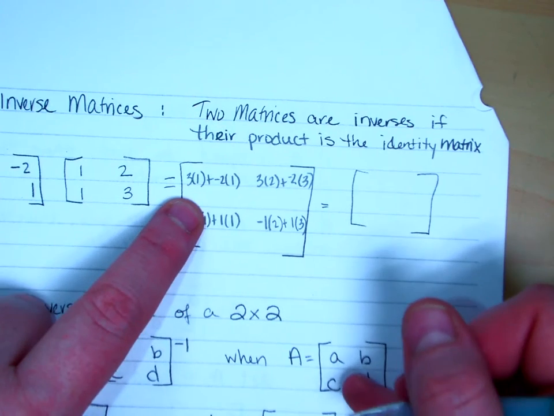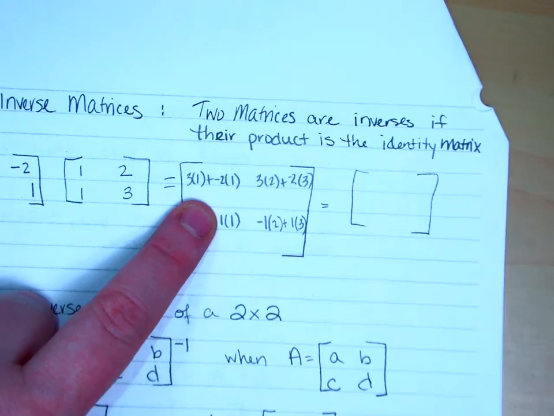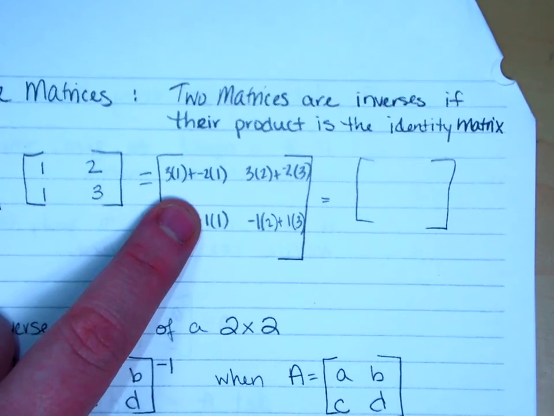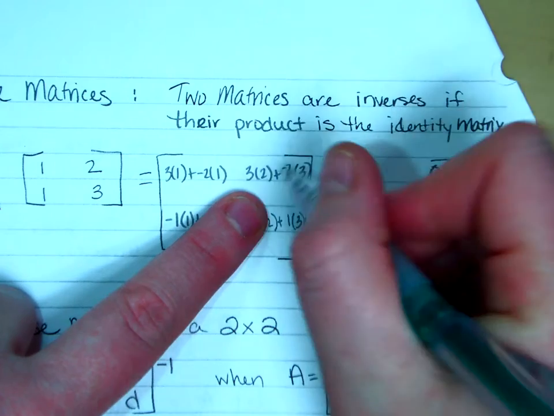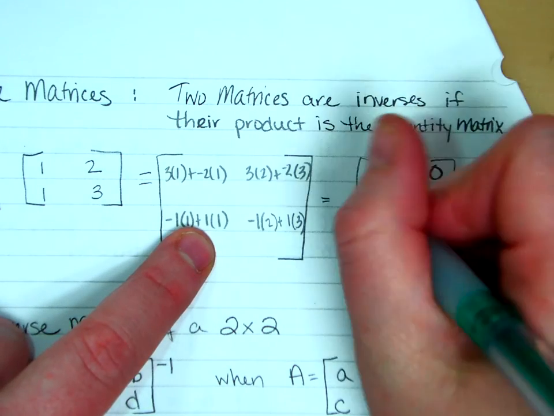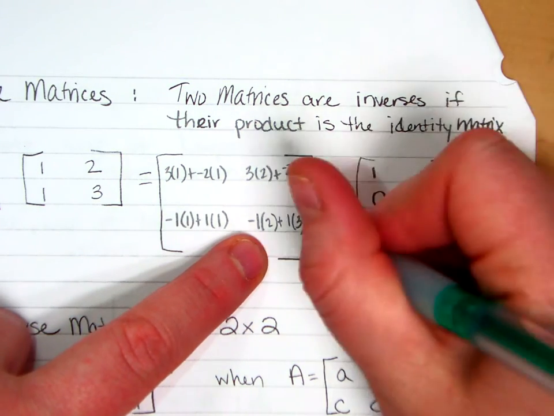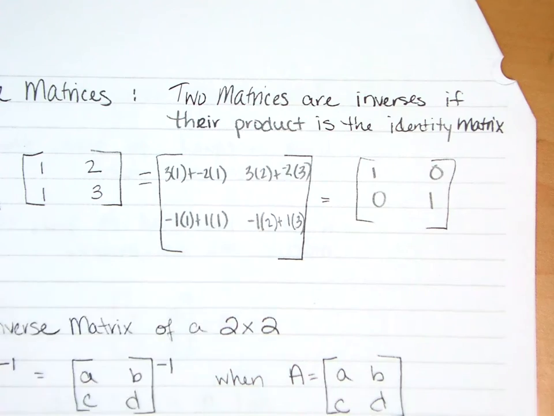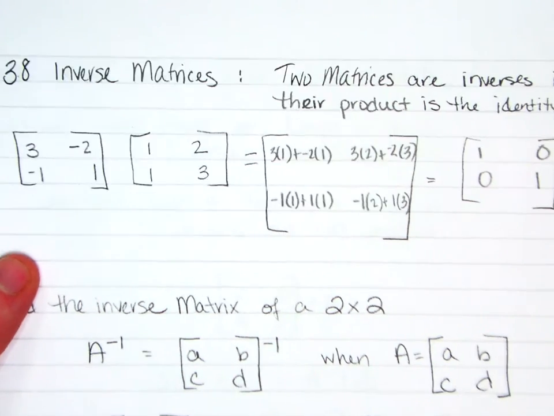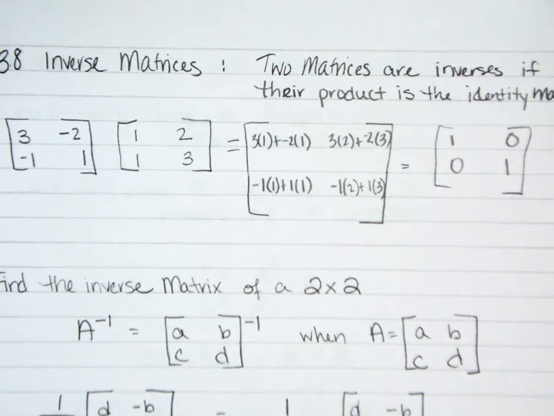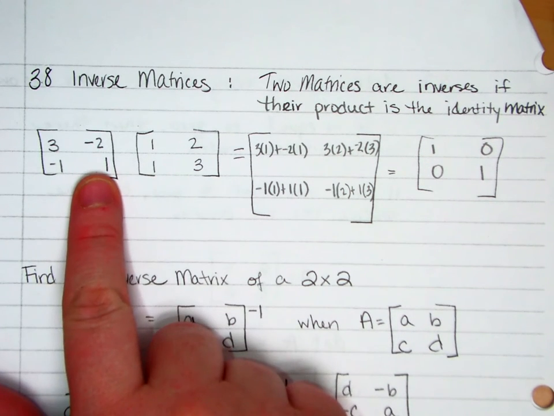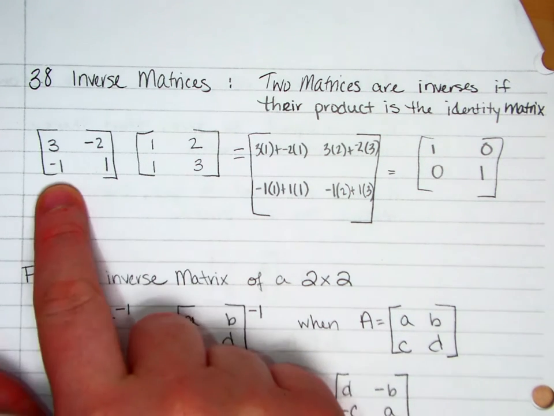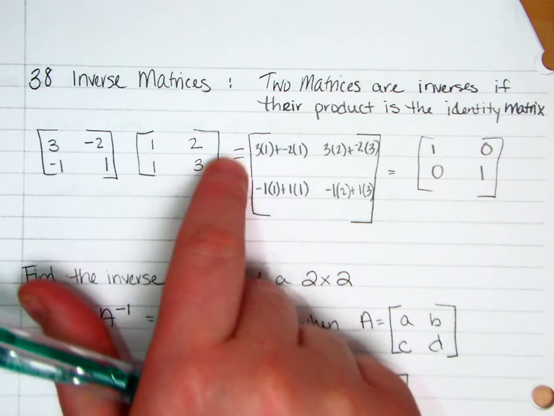So 3 minus 2 gives me 1, 0, because that's 6 and negative 6. Negative 1 and 1 gives me 0. Negative 2 and a positive 3 gives me 1. So these are inverses of each other. Make sure that when you check if they're inverses of each other, you must multiply on both sides. So you would have to multiply on this side and then also do the other side.